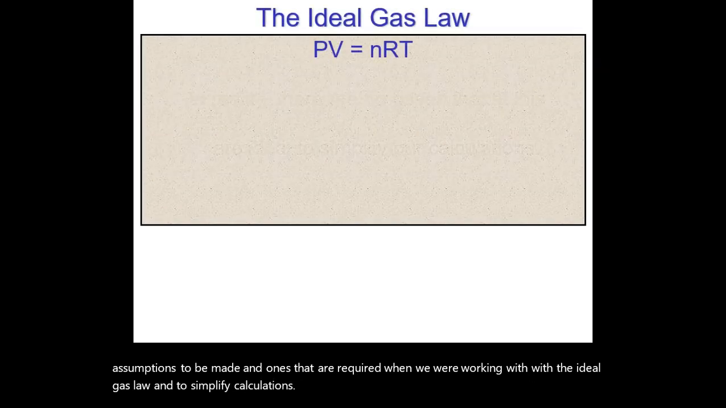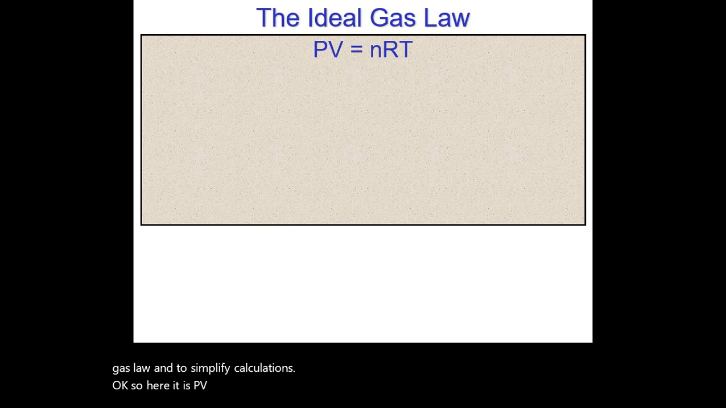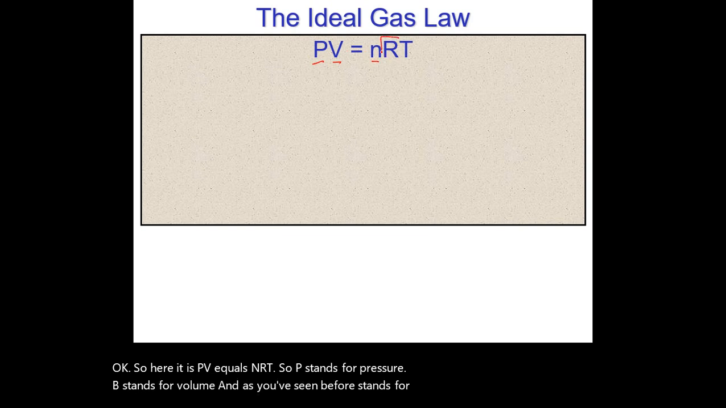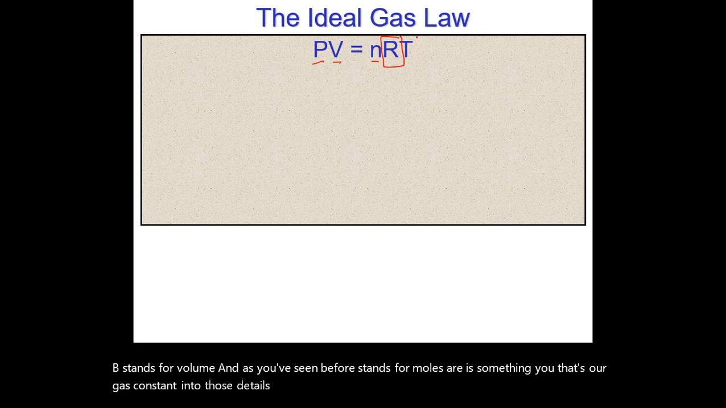Okay, so here it is. PV equals nRT. So P stands for pressure, V stands for volume, n, as you've seen before, stands for moles, R is something new, that's our gas constant. We'll get into those details in just a bit, and T is for temperature in Kelvin.